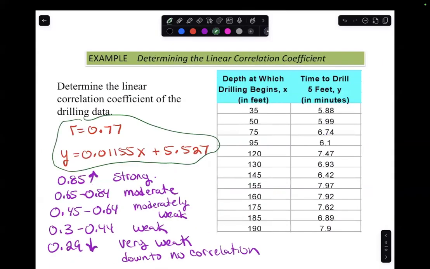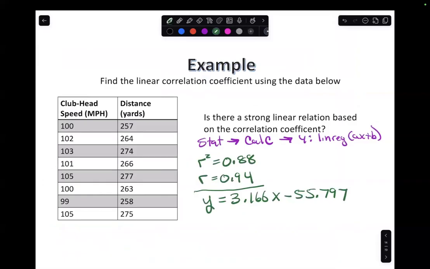This one right here, this might be meaningful. This one is saying if I start drilling at 0 feet, it's going to take me 5.5 minutes. That could be accurate. You have to use common sense, because it doesn't make sense to not swing your club and have it go 55 feet backwards.